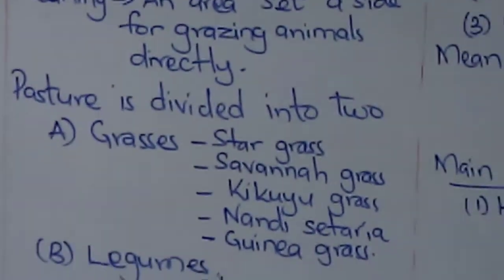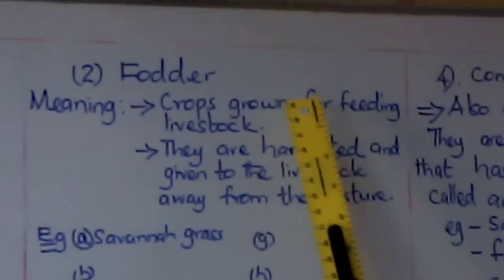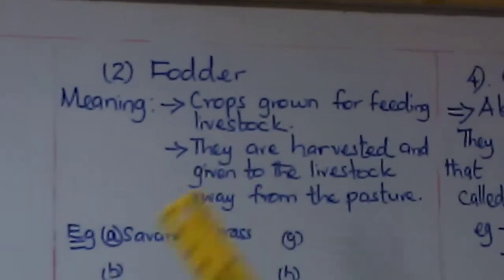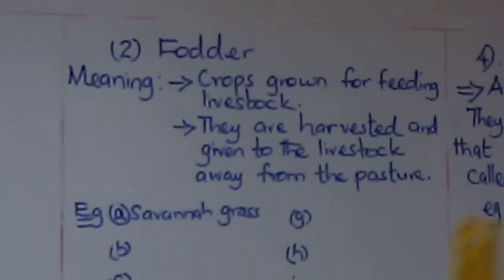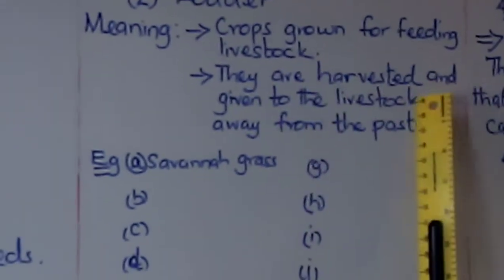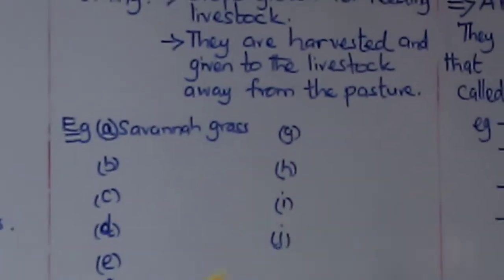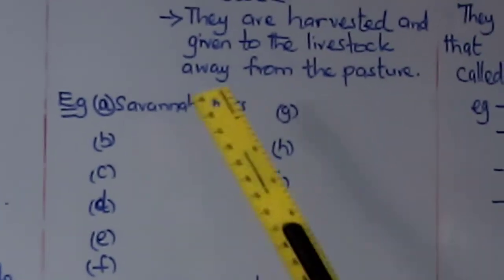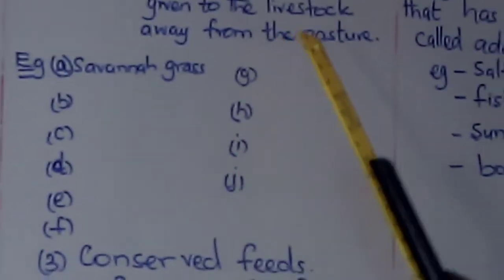Now we go to feed number 2, fodder. Fodder refers to the crops grown for feeding livestock. They are grown for the purpose of feeding livestock. You can decide to grow maize and say that this will be cut or harvested to be given to animals. So these are fodder crops. They are harvested or cut and given to the livestock away from the pasture. They are not given in the field. Or the fodder is harvested and taken to a place where the animals are, and that is fodder.